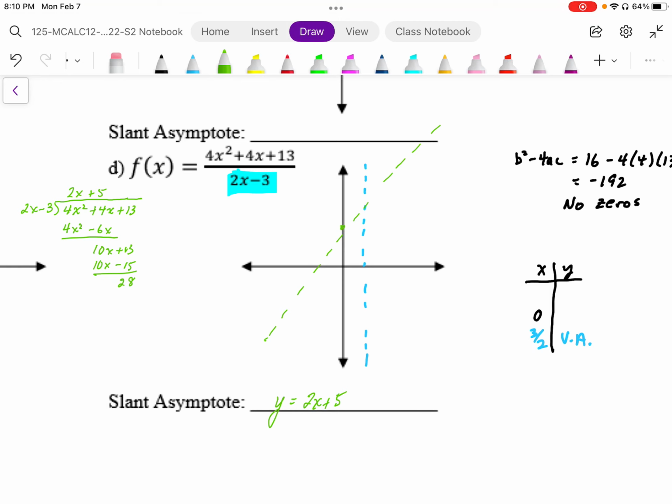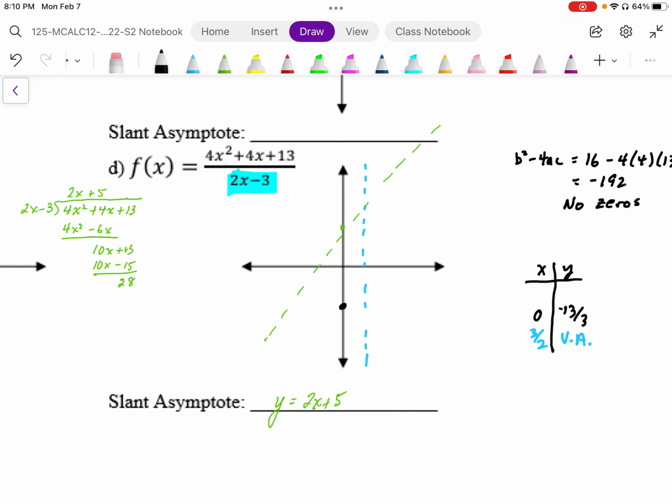Okay, so I need a coordinate here. I know that this graph is going to be in these quadrants here or in these quadrants here. So we have to determine that. We can essentially determine that with one coordinate, and a convenient coordinate to use is the y-intercept. So if I plug in 0, I end up with 13 over negative 3. So I get negative 13 over 3, and that's about negative 4.3 or so.